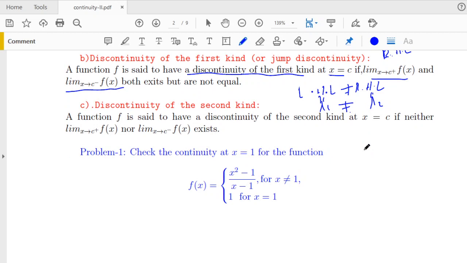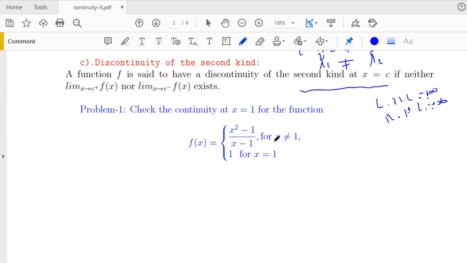Discontinuity of second kind. A function f is said to have a discontinuity of the second kind at x equal to c if neither the right hand limit nor the left hand limit exists. That means the left hand limit does not exist, it tends to plus or minus infinity, and the right hand limit also does not exist, tending to plus or minus infinity. In these cases, the discontinuity is called a discontinuity of the second kind.